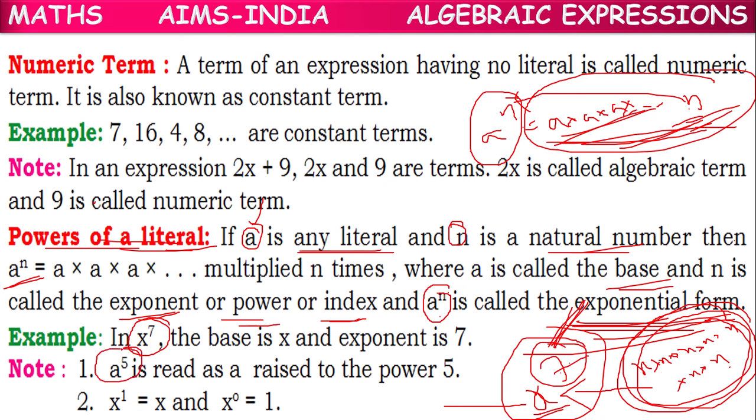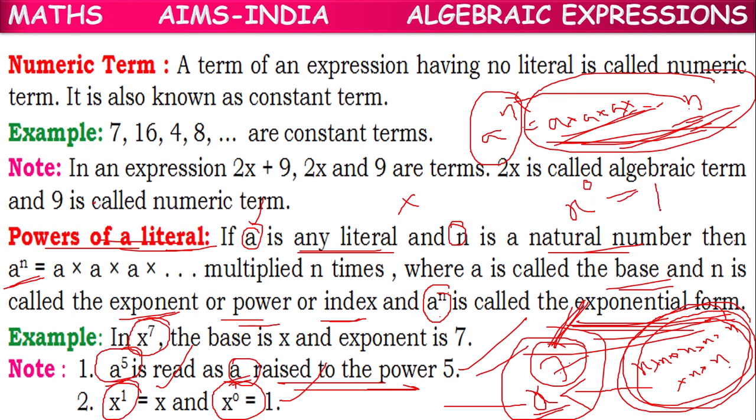Suppose a power 5 is there, it is read as a raised to the power of 5. Or x power 1 is there, x raised to the power of 1. Means only one time we have x, so which is equal to x. Or x power 0 is there, x raised to the power of 0. Means no x. Nothing but 1. So any base raised to the power of 0, its value will be 1.